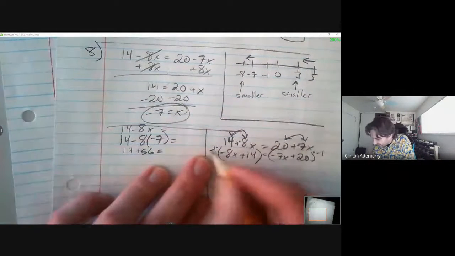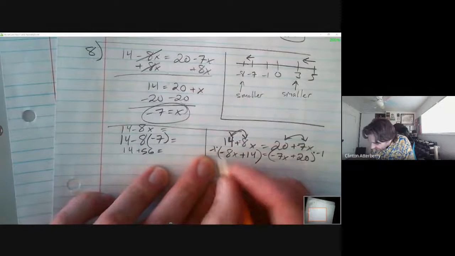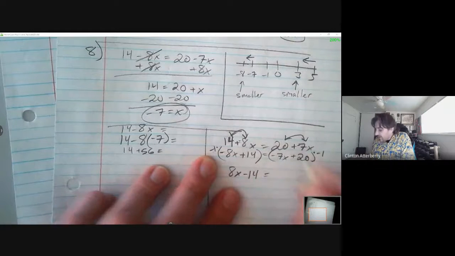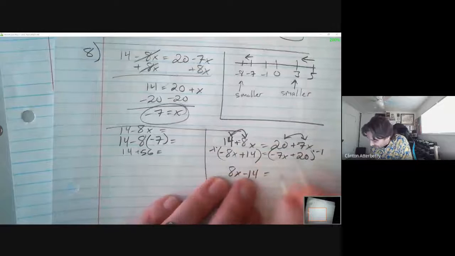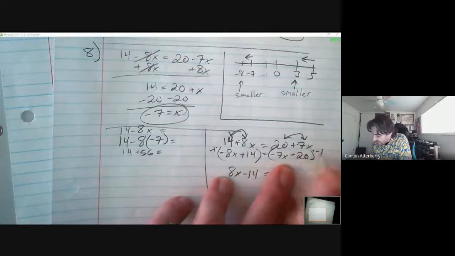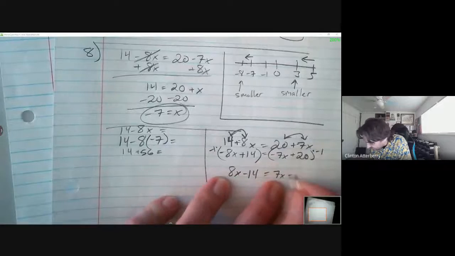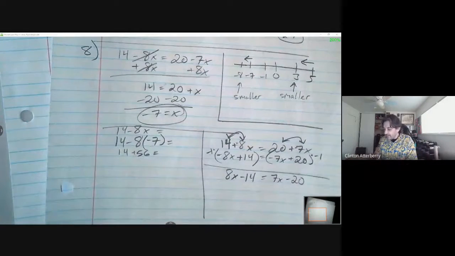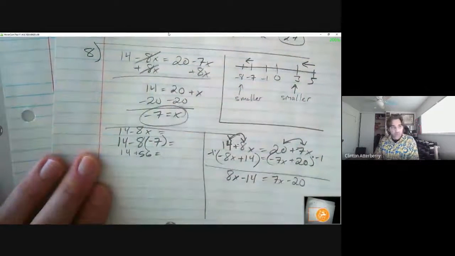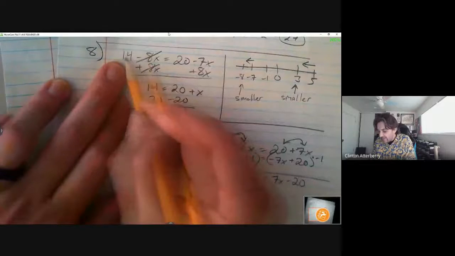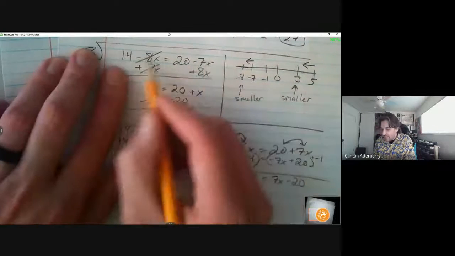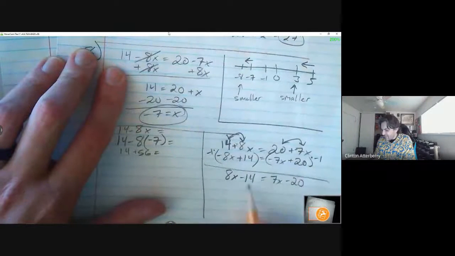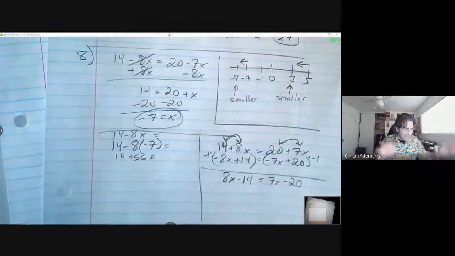So negative times negative is now a positive 8x. But the negative times the positive 14 becomes a -14. Negative times the -7x makes a positive 7x. And then the negative times the positive 20 makes the -20. So how weird is this? We took this 14 minus 8x and 20 minus 7x. We switched the 8x and 14. We switched the 7x and 20. And all of a sudden now it's 8x minus 14 and 7x minus 20. How the heck did we get here?